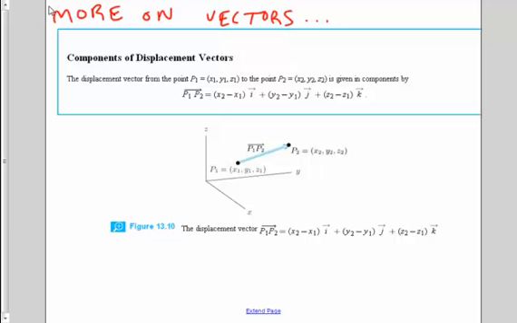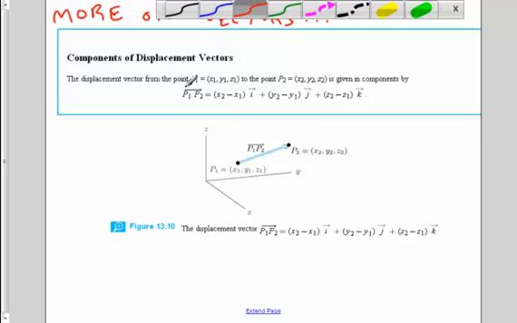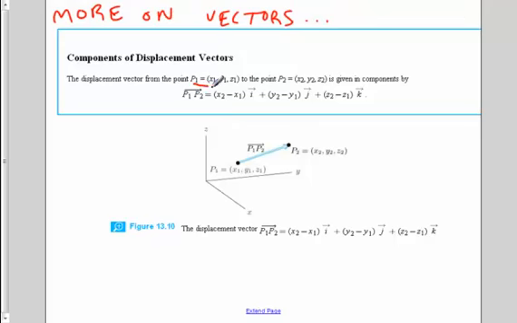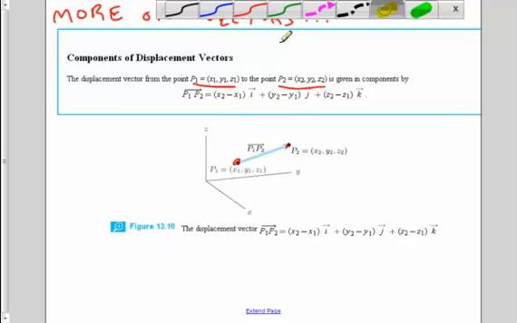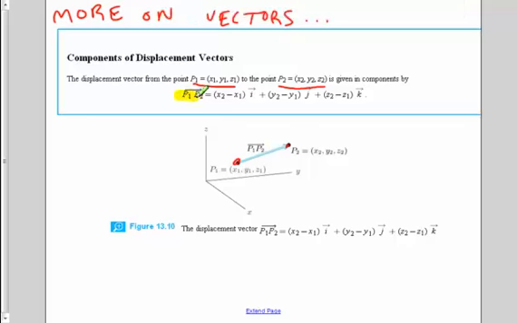Okay, we're going to formalize some ideas on vectors that we looked at in the last class. So first of all, let's keep it general. Let's say we have point 1, which is x1, y1, z1, and point 2, x2, y2, z2. So here's our point 1, and here's our point 2. The displacement vector from point 1 to point 2, we write as a vector P1P2, from point 1 to point 2. That makes sense.